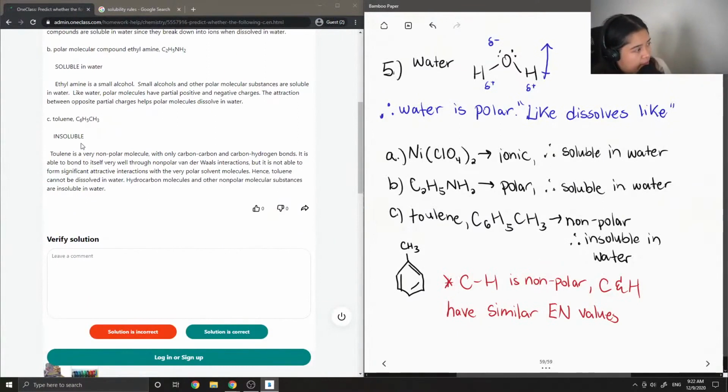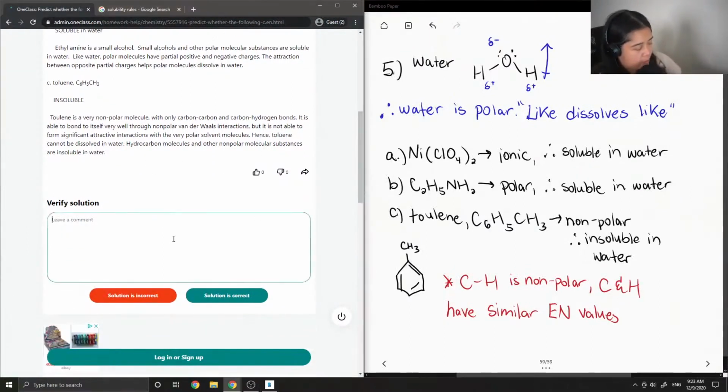So next we have toluene, which is insoluble. Toluene is a very nonpolar molecule with only carbon-carbon and carbon-hydrogen bonds. It is able to bond to itself very well through nonpolar van der Waals interactions, but it is not able to form significant attractive interactions with the very polar solvent molecules. Hence, toluene cannot be dissolved in water. Hydrocarbon molecules and other nonpolar substances are insoluble in water. Yep, so this solution is correct.